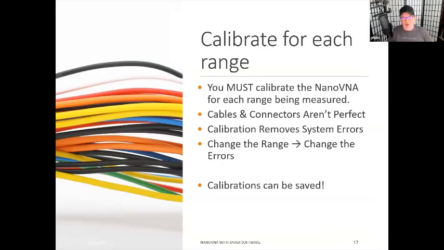Just a quick note, and I didn't know this, so I looked it up. You have to calibrate the NanoVNA for every frequency range that you're testing. You can't just calibrate it once and then change the frequency ranges, because it just doesn't work that way. Cables and connectors aren't perfect, and there are real world things that change the internals of the device. So if you want to measure 5 megahertz to 100 megahertz and then measure 144, you have to calibrate it differently, but you can save that calibration so you don't have to physically do it every time.